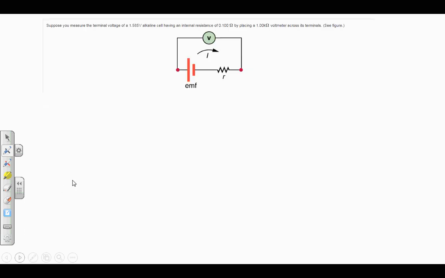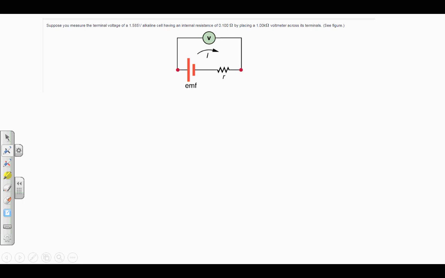And then there was this one. Suppose you measure the terminal voltage of an alkaline cell to be 1.585, and there's this internal resistance. What are you looking for? What is this one looking for? William, what's the question on this one? Like I don't have the question written down here. So it's looking for what current flows. Oh, what is I? Okay.